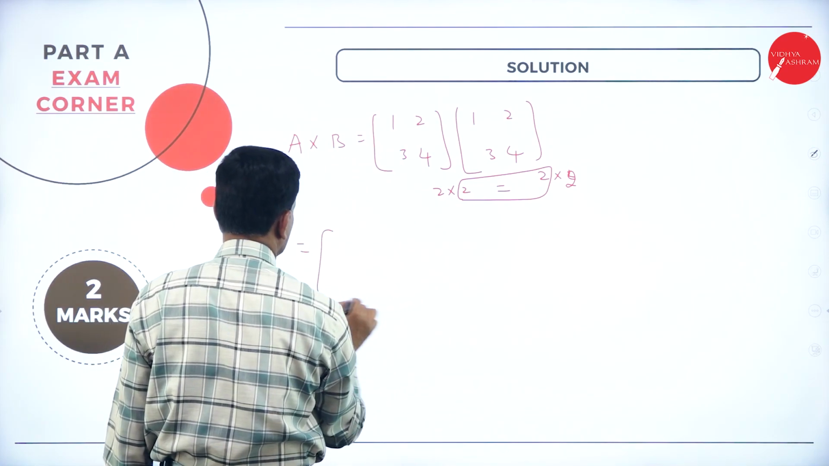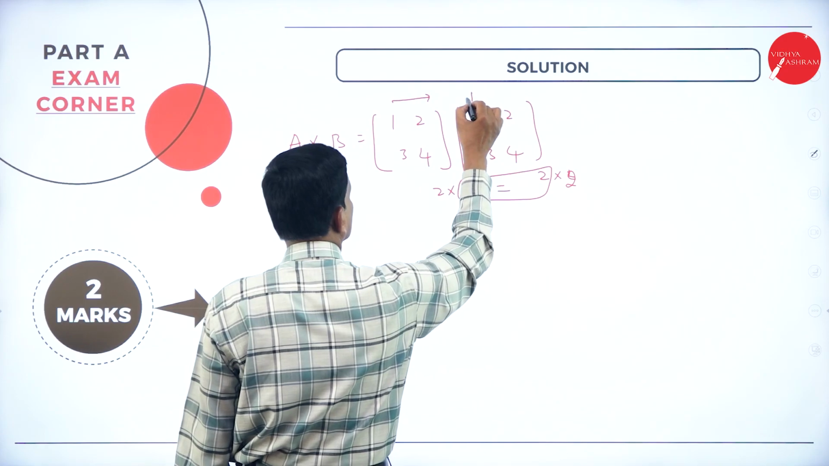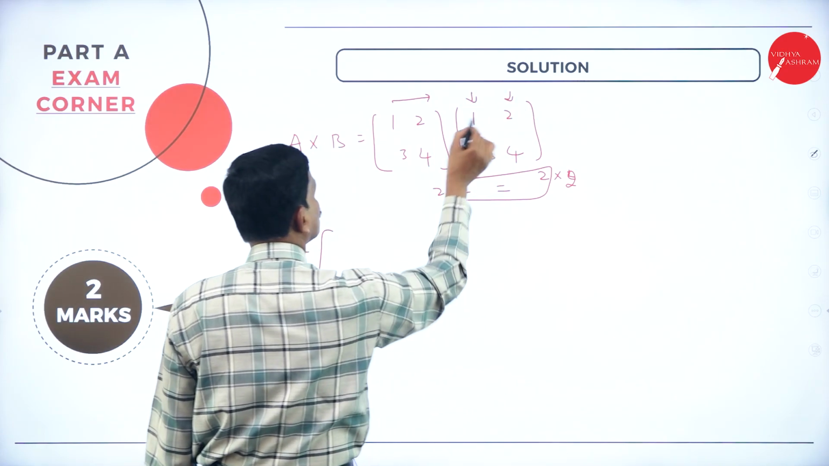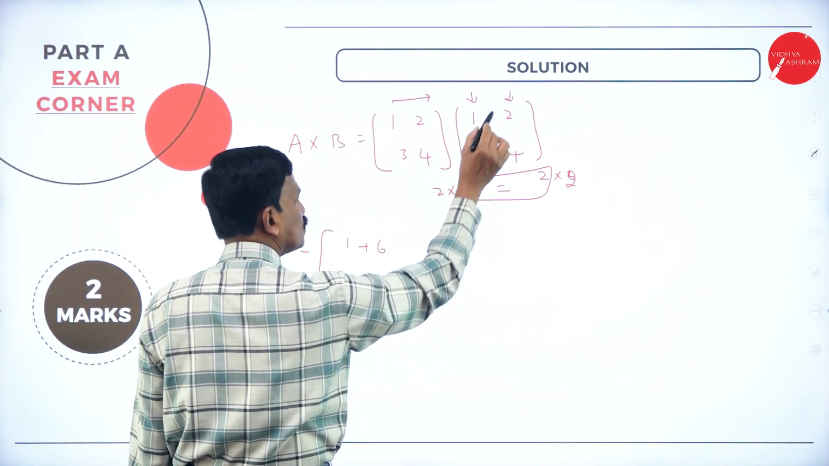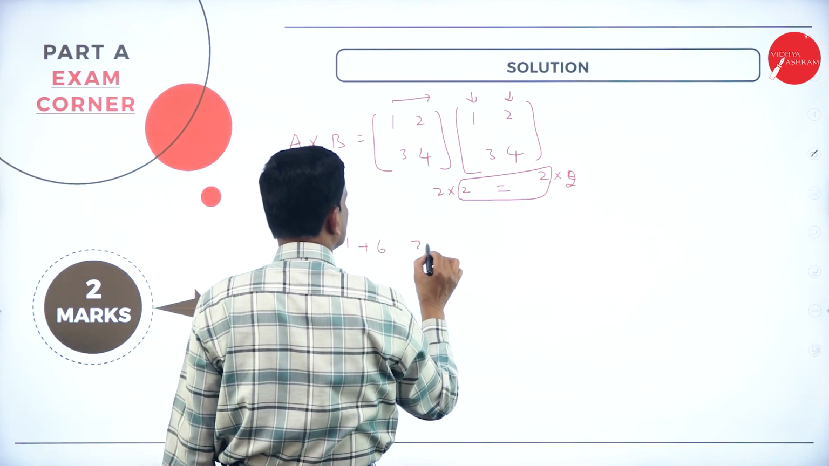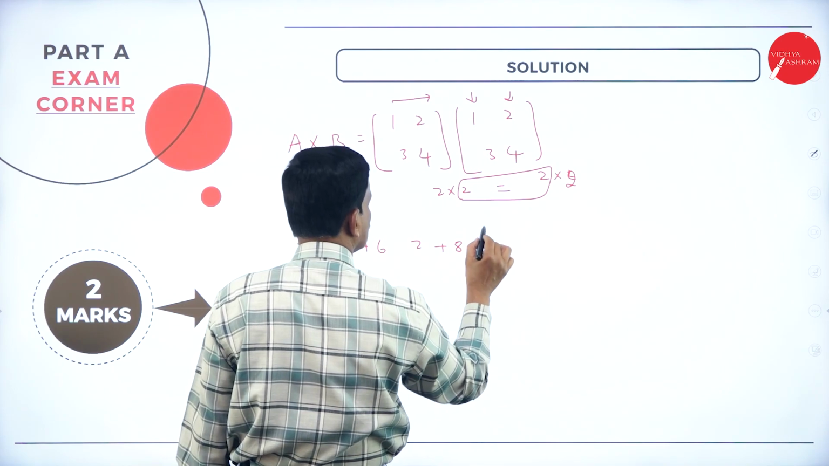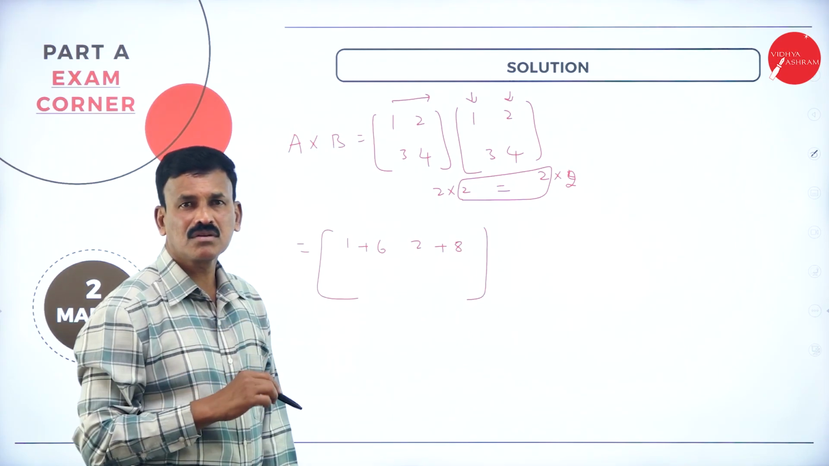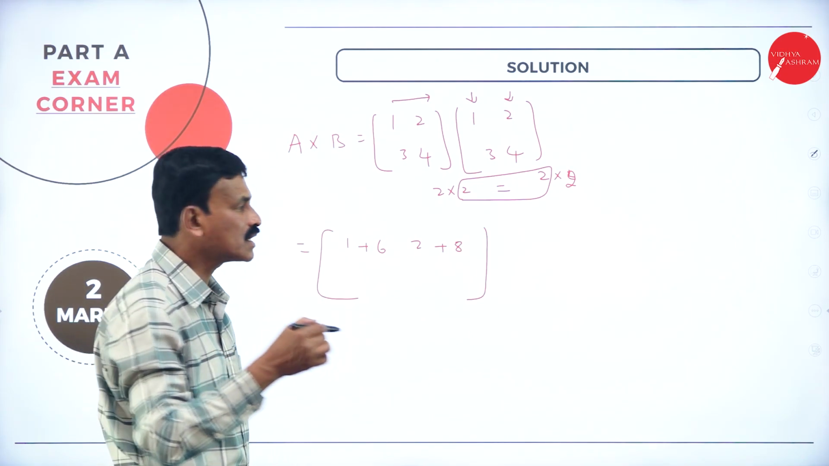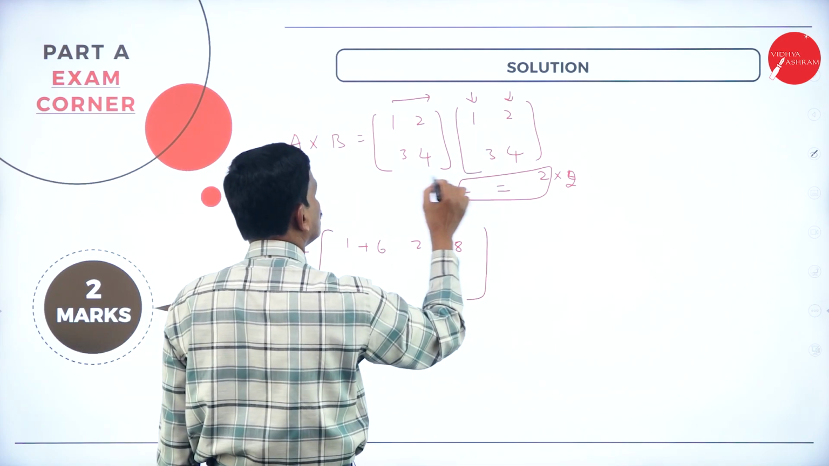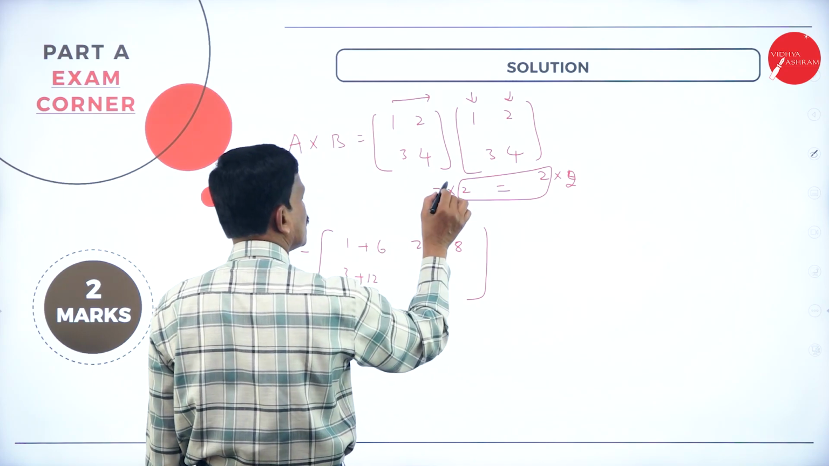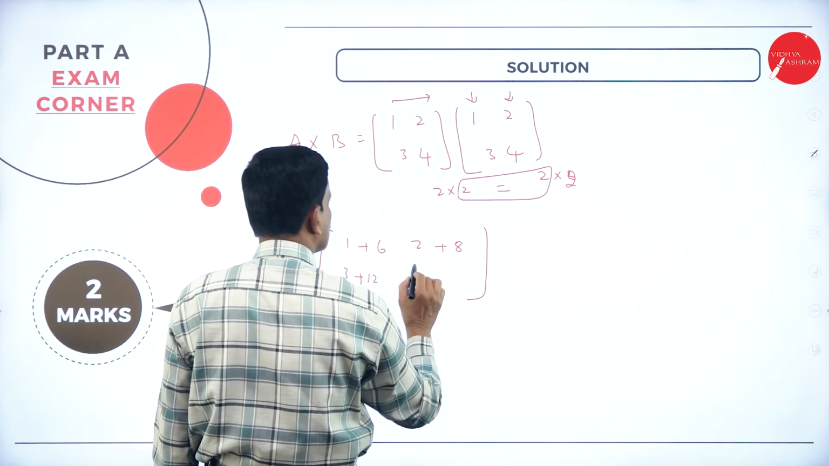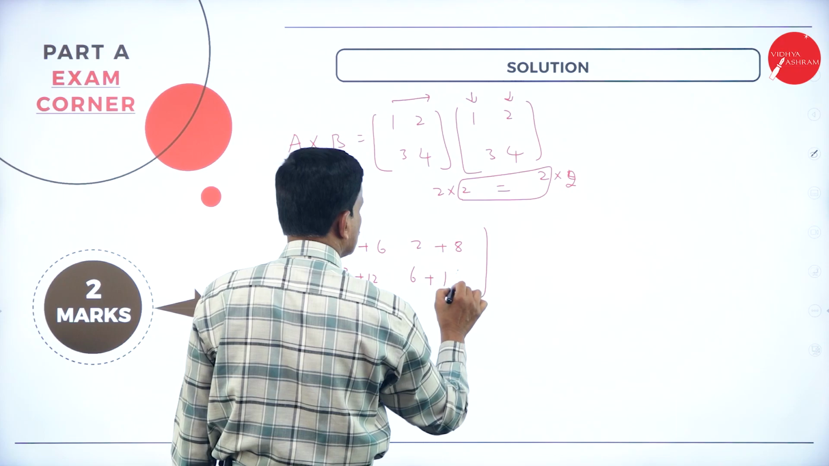You know matrix multiplication: first row, first column, second column. 1 into 1 is 1 plus 2 into 3 is 6. Again, same row, second column: 1 into 2 is 2 plus 2 into 4 is 8. Similarly, second row, first column: 3 ones are 3 plus 4 threes are 12. Again, second row, last column: 3 twos are 6 plus 4 fours are 16.